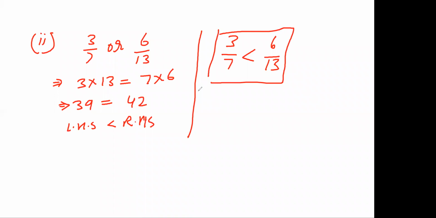So the method is you just have to do cross multiplication and check whether the right hand side is greater or the left hand side is greater. Okay, this is the funda. Now let us do the next question.